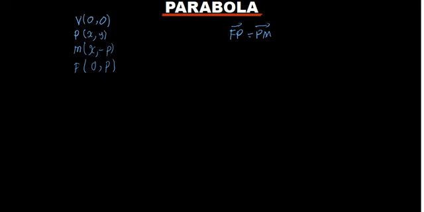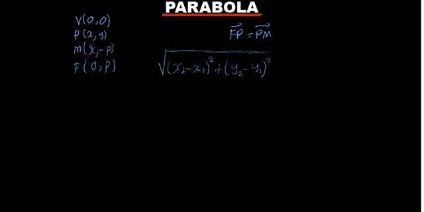And it's also very important that we remember the distance formula, the formula that we use for finding the distance between two coordinates. The distance between two coordinates is the square root of (x2 minus x1) squared plus (y2 minus y1) squared, like that.